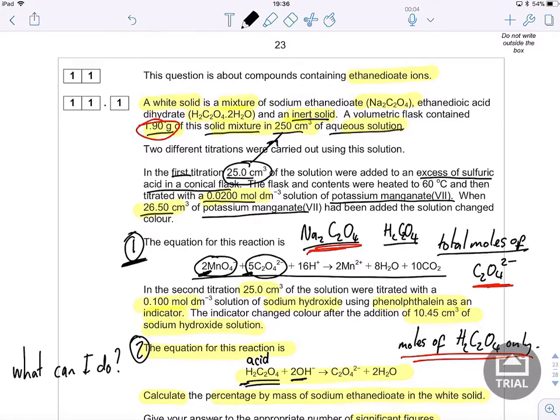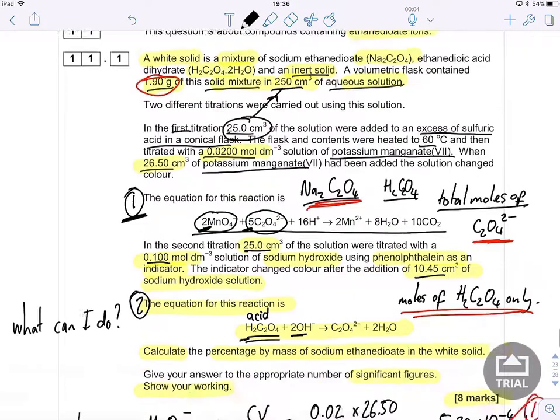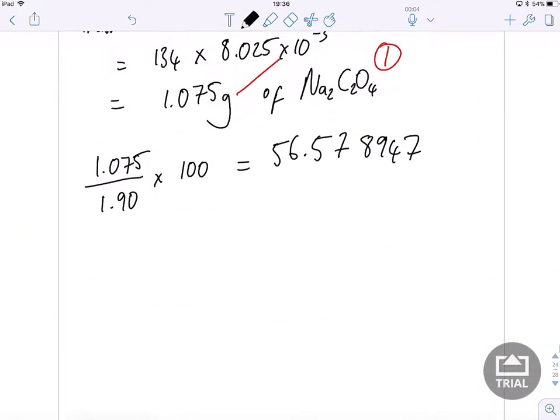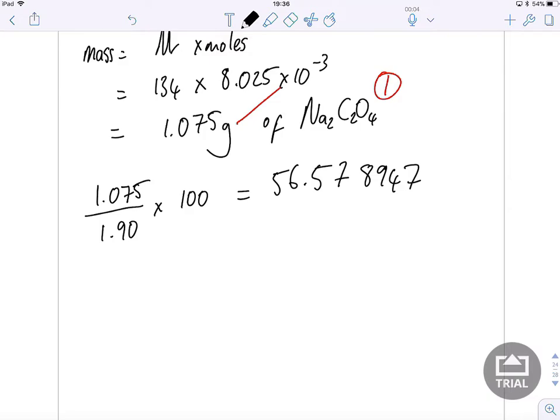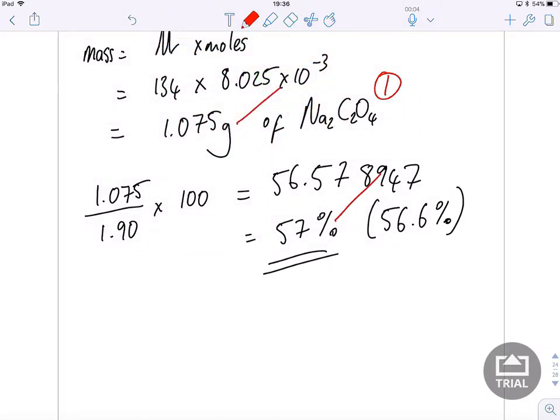Let's have a look at the question. What have I got given in the question? The data is given to 3 significant figures, with 60 degrees being 2. So I could argue here that I'm going to go to 2, so I could give 57%. I think the mark scheme went with 56.6. I think they made a little bit of a mistake with that one. There we go, but either one of them will be accepted.